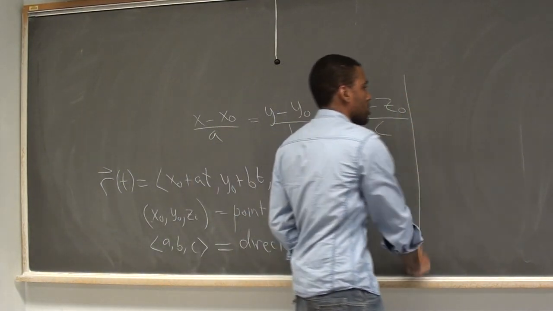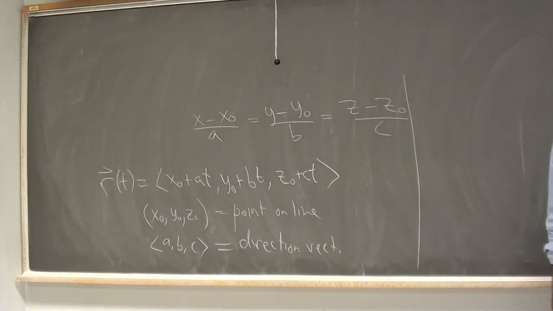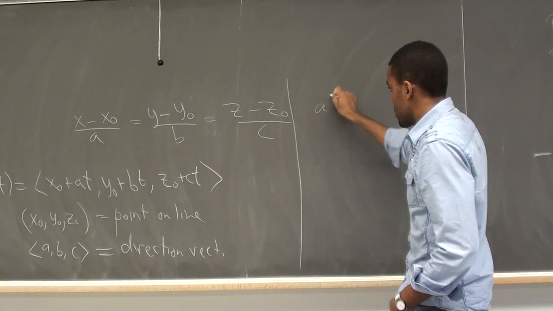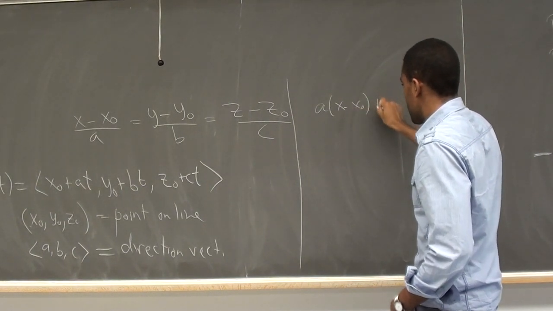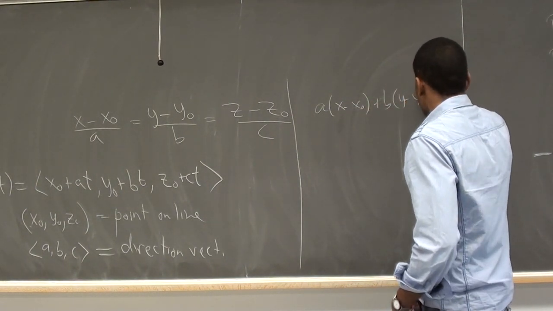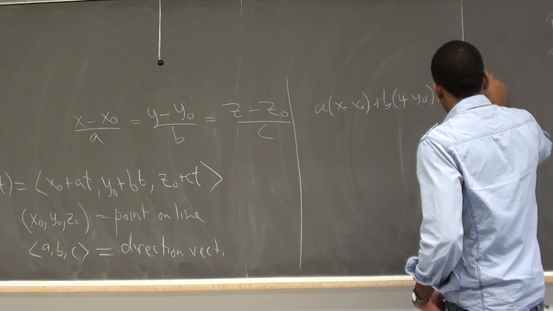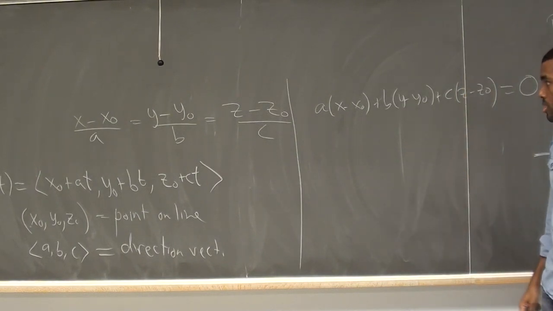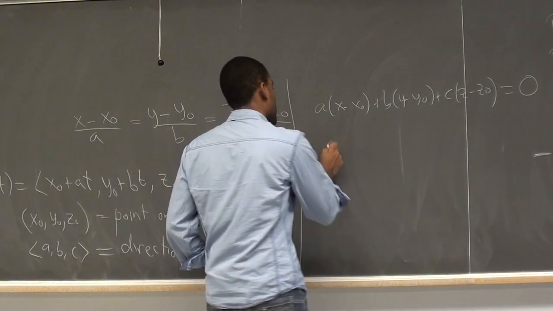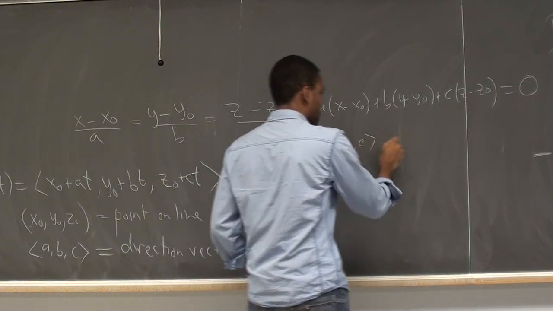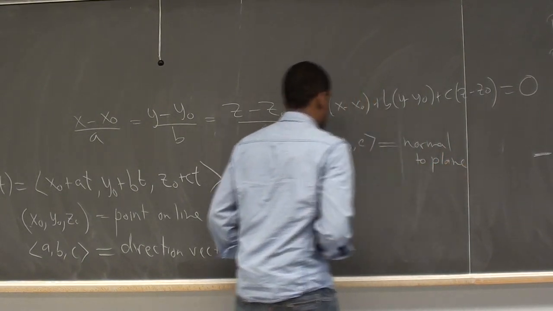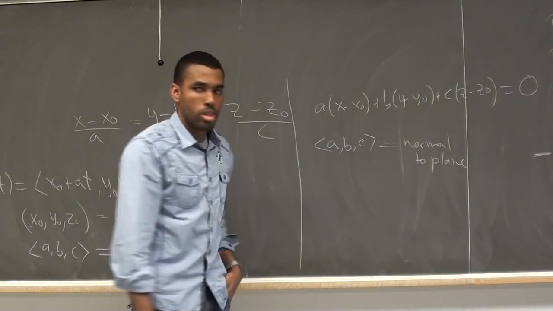What does a plane look like? A times x minus x naught. A lot of people tend to forget the naught. Okay, that's a plane. And often a, b, c is just the gradient of some function. What is a, b, c here? The normal vector to the plane, which can be found using the plane right here. And x naught, y naught, again, is a point on the plane.